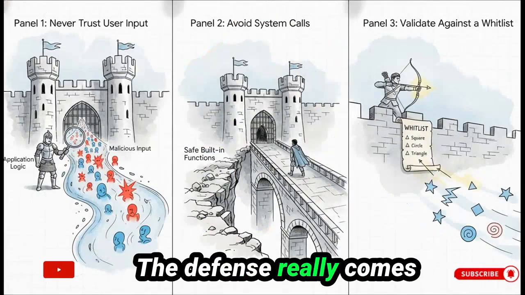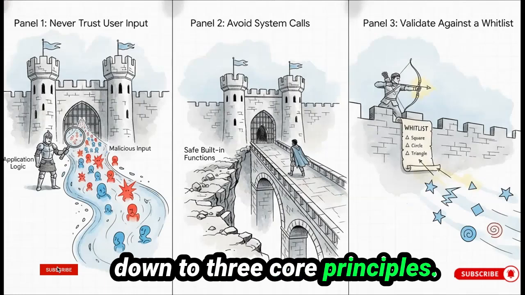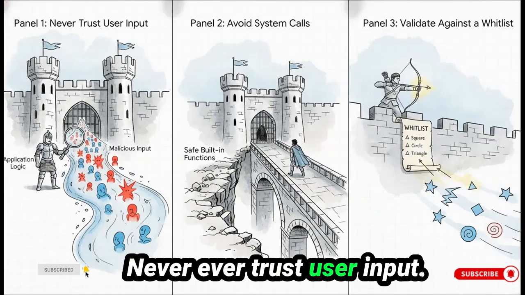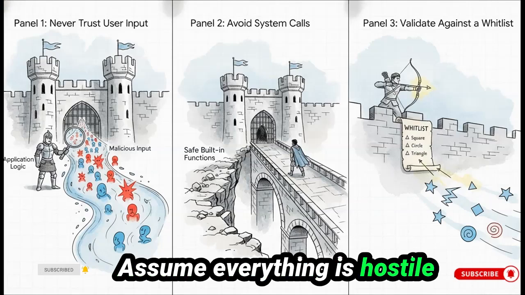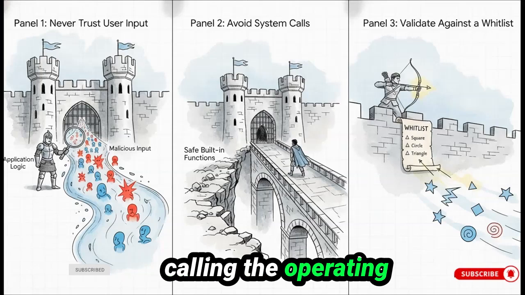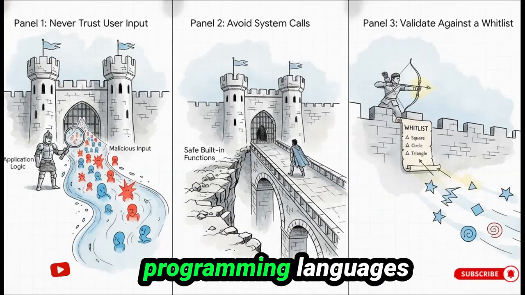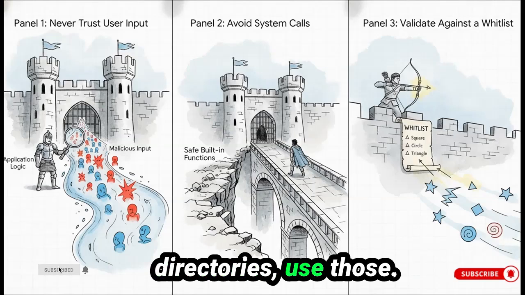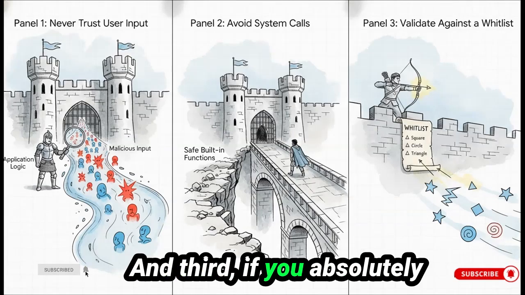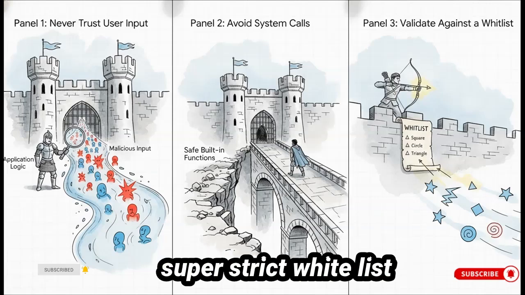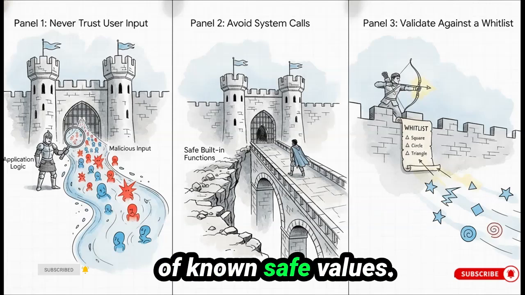The defense really comes down to three core principles. Number one, and this is the big one, never, ever trust user input. Assume everything is hostile until proven otherwise. Second, if you can, avoid calling the operating system directly. Most programming languages have safe, built-in functions for things like creating directories. Use those. And third, if you absolutely have to use user input in a command, you have to validate it against a super strict whitelist of known safe values.